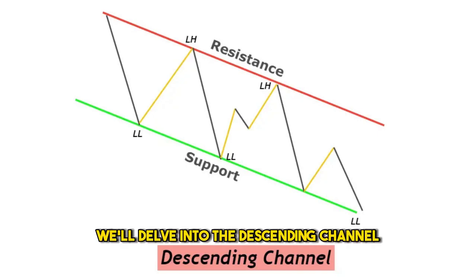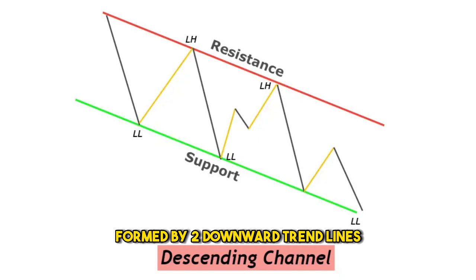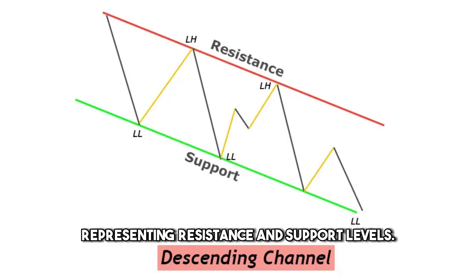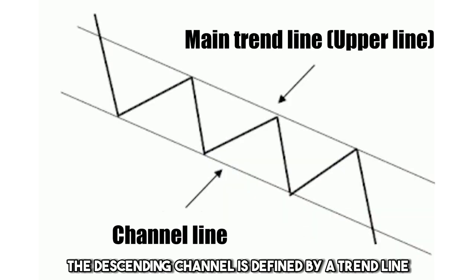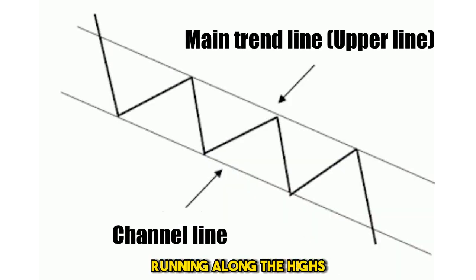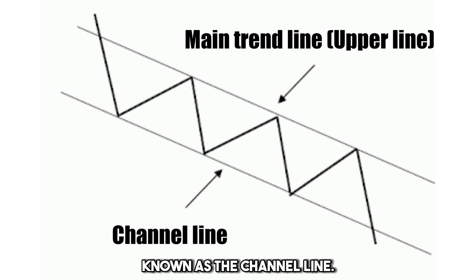In this video, we'll delve into the descending channel, a bearish chart pattern formed by two downward trend lines representing resistance and support levels. Let's explore this pattern, also known as the falling channel or channel down. The descending channel is defined by a trend line running along the highs, identified as the upper line, and a parallel line running across the bottoms, known as the channel line.